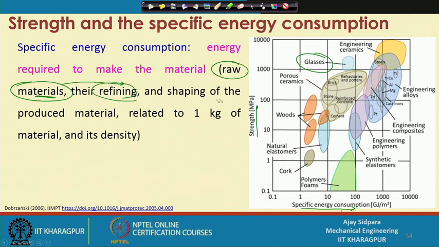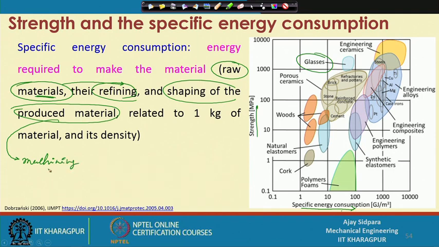Once refining is over, then you have to shape this component. In shaping, you can do many things, and machining is also available. If it is in powder form or something, then powder metallurgy.